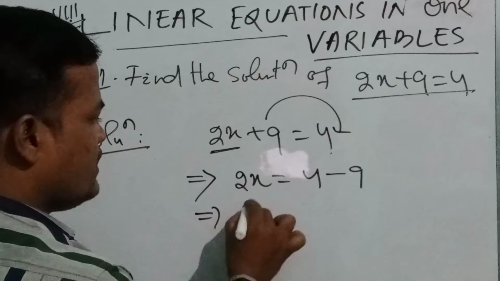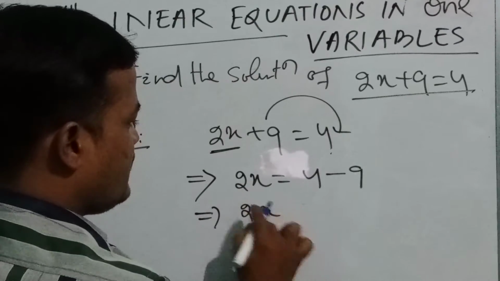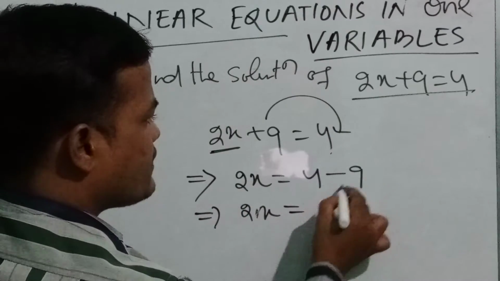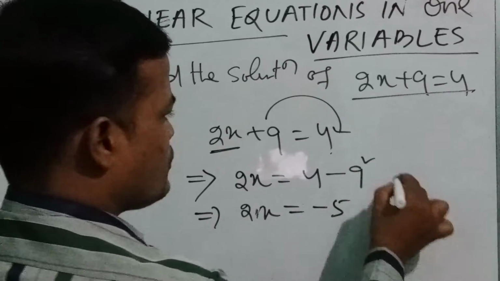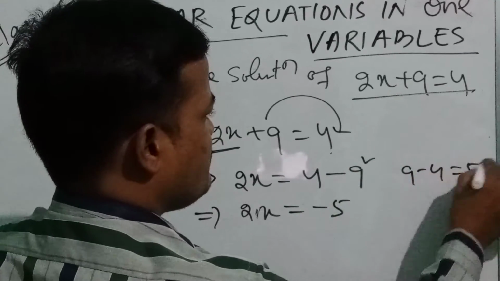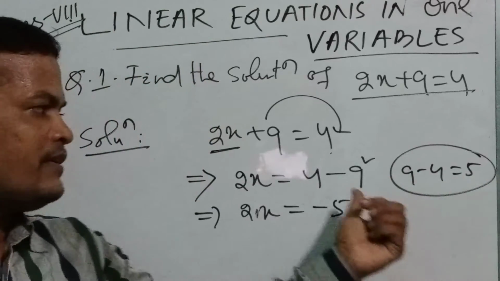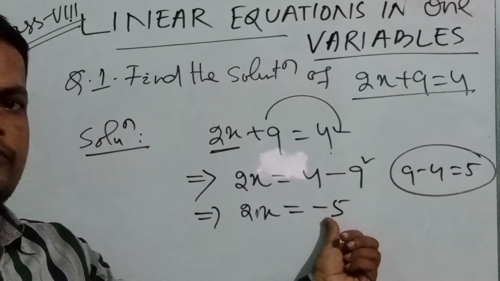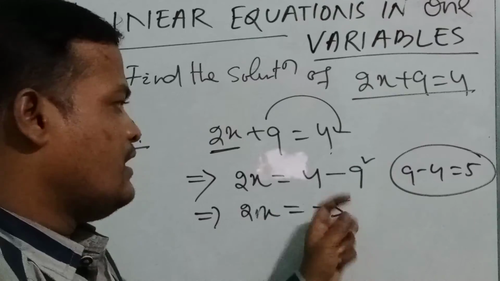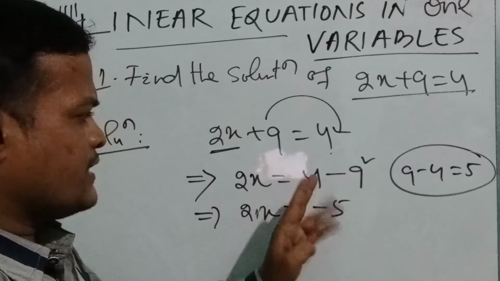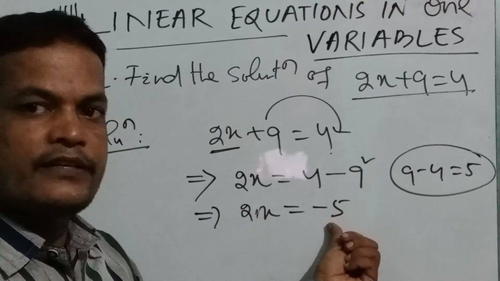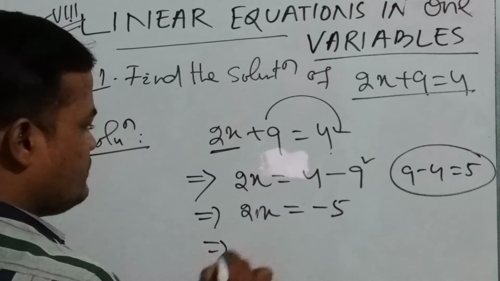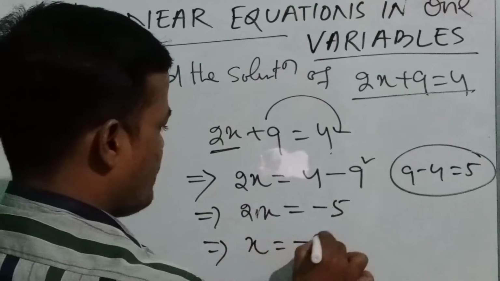So what is coming? 2x equals, here the greater number is 9, so the sign will remain, and 9 minus 4 equal to 5. The bigger value's sign will be there. Always remember that when you are adding or subtracting, put the sign of the greater number. Okay, now we are getting x equal to minus 5.